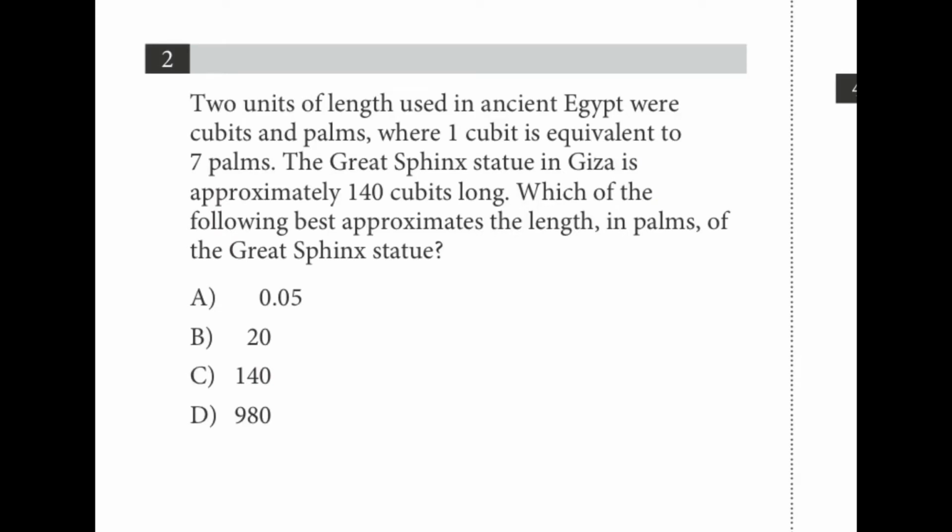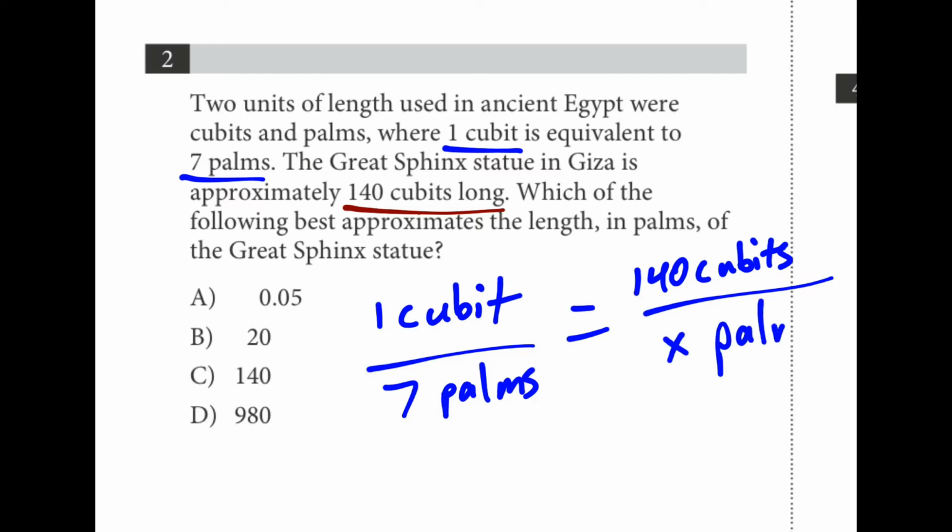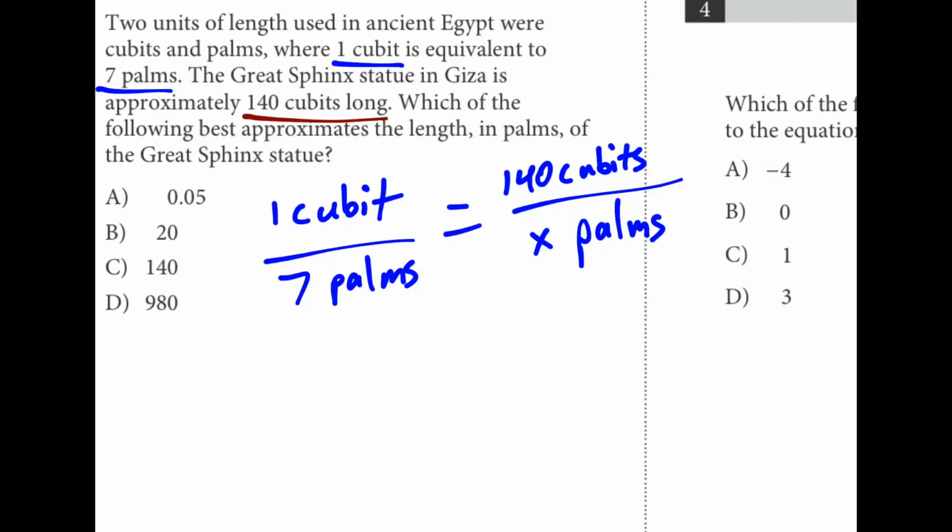For number 2, we see that 1 cubit is equal to 7 palms, and the Great Sphinx statue is 140 cubits long. So we can write this out as a proportion. As long as we label our units, then we don't make any mistakes on which one goes on top and which one goes on bottom. And here we go. The answer is just going to be whatever 140 times 7 is. Now I'm looking at my choices, and D is the only one that would be anywhere close.